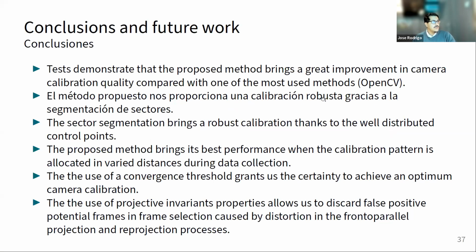Finally, with the conclusions, we can see that our tests demonstrate that the proposed method brings a great improvement in camera calibration quality compared with one of the most used methods like OpenCV. The sector segmentation brings a robust calibration thanks to the well-distributed control points. The proposed method brings its best performance when the calibration pattern is allocated at varied distances during data collection. The use of a convergence threshold grants us the certainty to achieve an optimum camera calibration, and the use of projective invariant properties allows us to discard false positive potential frames in frame selection caused by distortion in the frontal parallel projection and reparation processes.